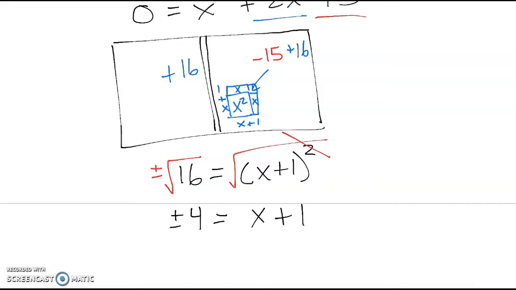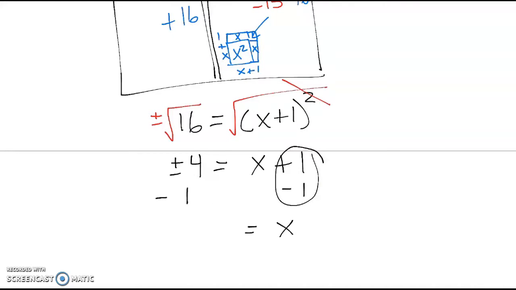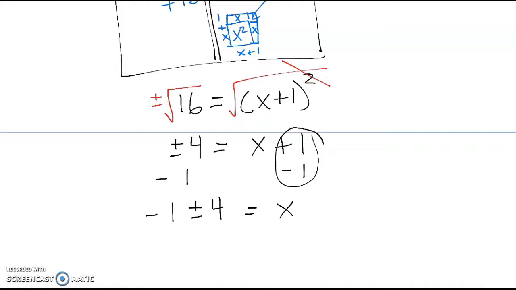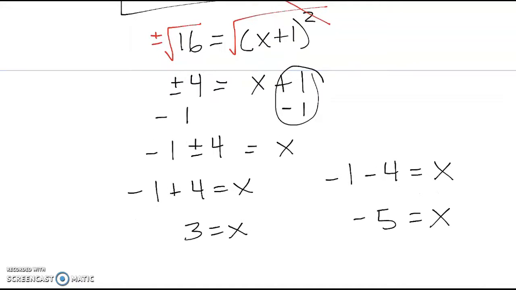I want to keep going so I can get the x alone, so I'm going to take away 1 from both sides. And I have x equals negative 1 plus or minus 4. So if I keep going here, I have negative 1 plus 4 is equal to x, and negative 1 minus 4 is equal to x. When I solve this, I get that x is equal to 3, or x is equal to negative 5. And again, I want to write these as coordinate points, because these are the x-intercepts of my parabola.